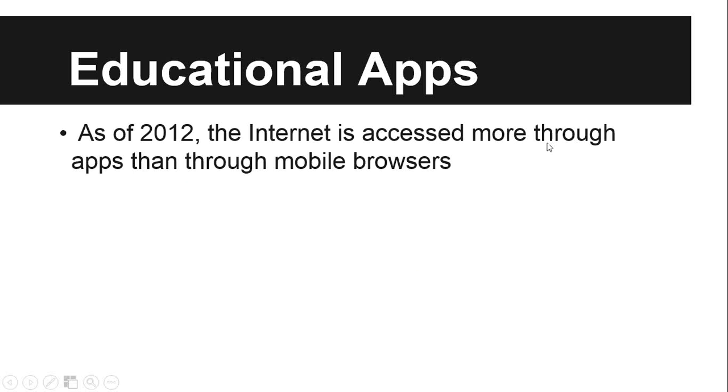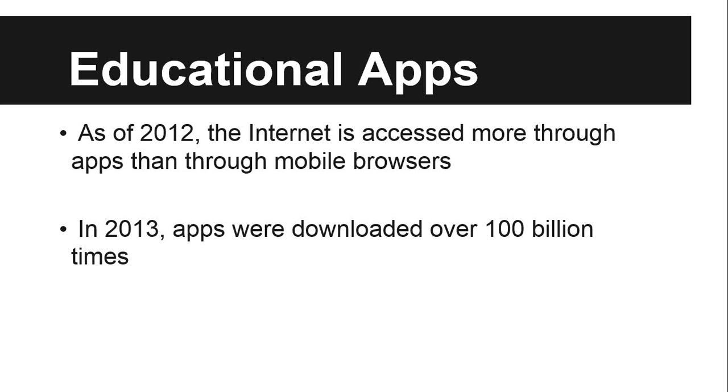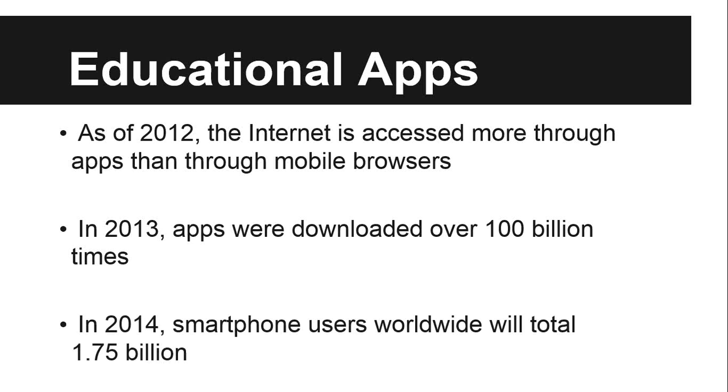So as of 2012, the internet is accessed more through apps than through mobile browsers. This is another thing that's not going away and we need to embrace. In 2013, apps were downloaded over 100 billion times. And in 2014, smartphone users worldwide will total 1.75 billion, which is a quarter of the world's population.